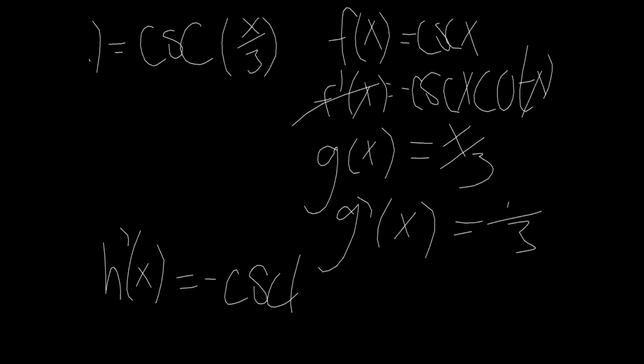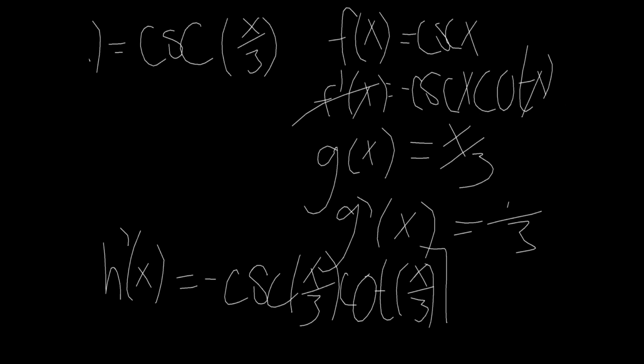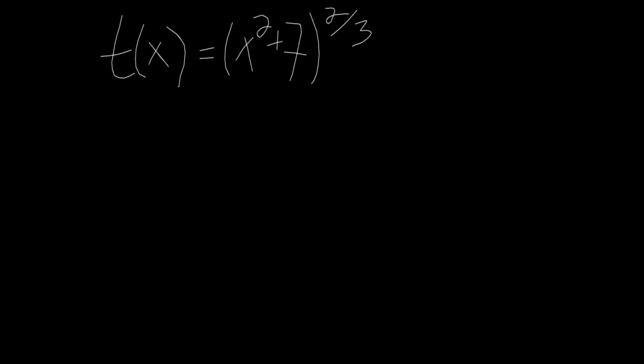So, x over 3 times cotangent of x over 3. And now this is all going to be multiplied by the derivative of the inside function, which we found to be 1 over 3.